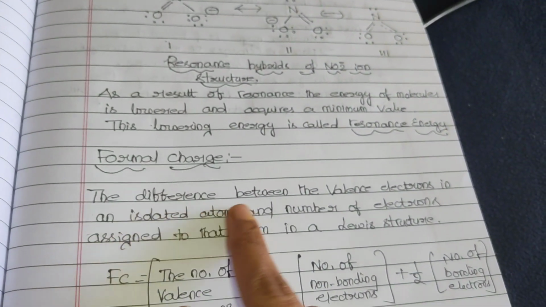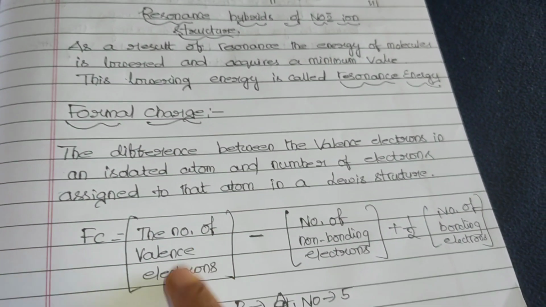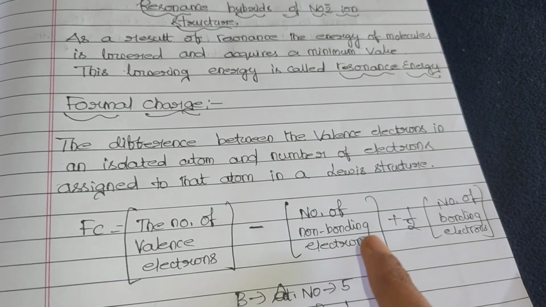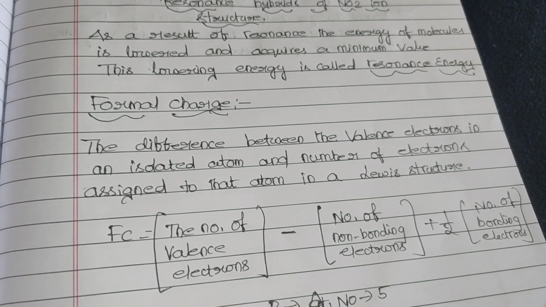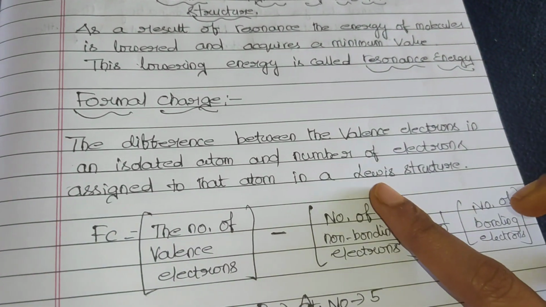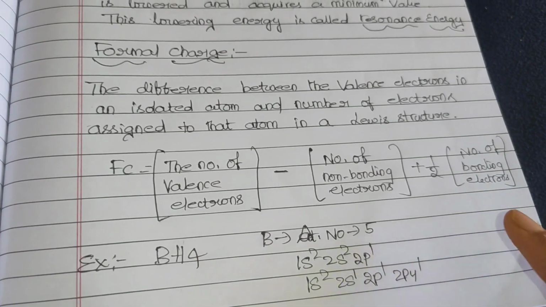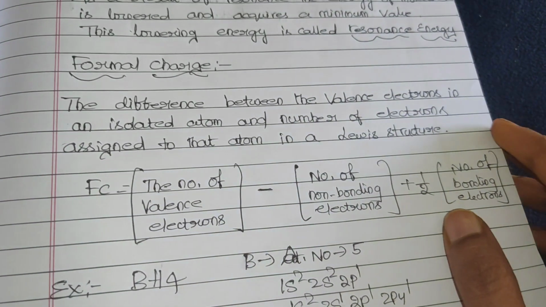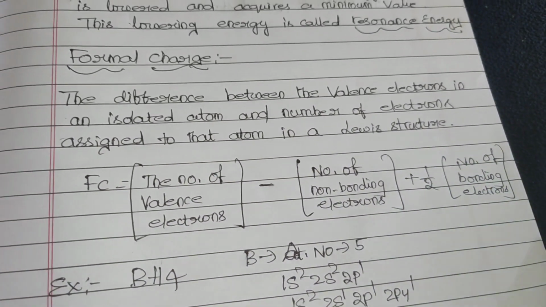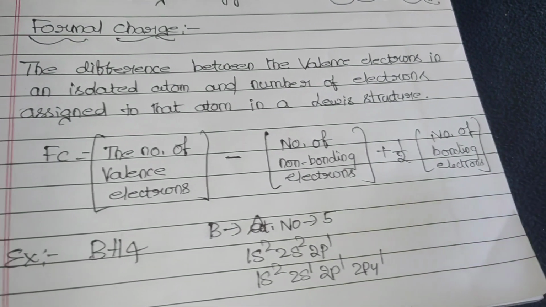So the formal charge is nothing but the difference between the valency electrons, how many valency electrons in the outermost shell, minus the number of non-bonding electrons, the electrons which are not participating in the bonding, lone pair of electrons, plus half of the number of bonding electrons. Why did we take half? Because it will be sharing. The bonding electrons will be shared between two atoms. So we took half of the number of bonding electrons.